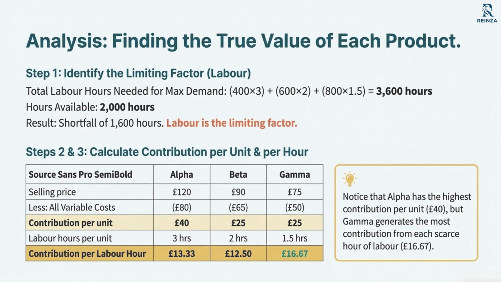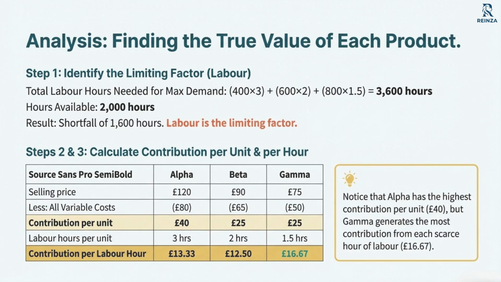For beta, £90 minus 35 minus 20 minus 10 equals £25 contribution per unit. For gamma, £75 minus 25 minus 15 minus 10 also equals £25 contribution per unit. Looking at contribution per unit alone, alpha seems best at £40. Beta and gamma are tied at £25 each.